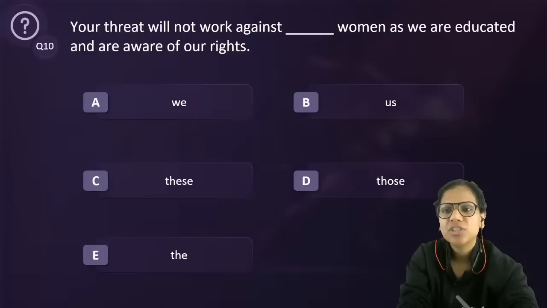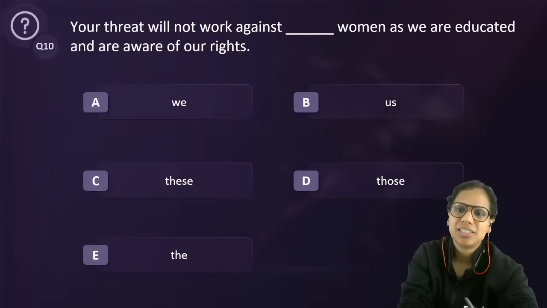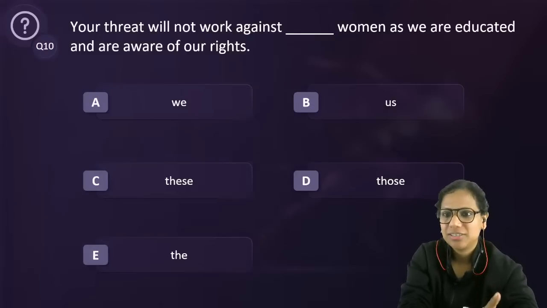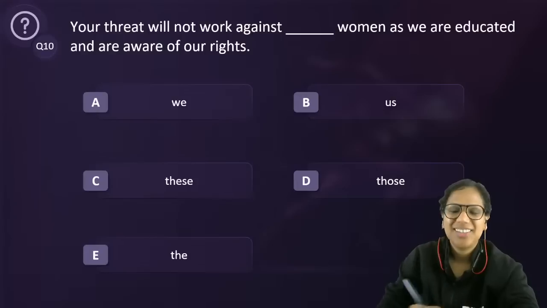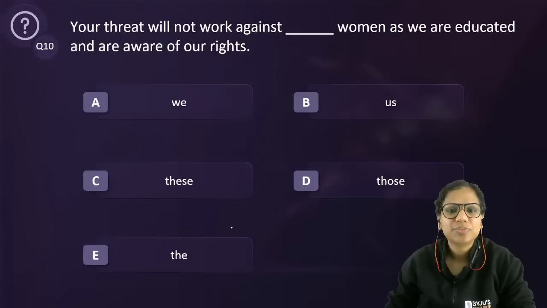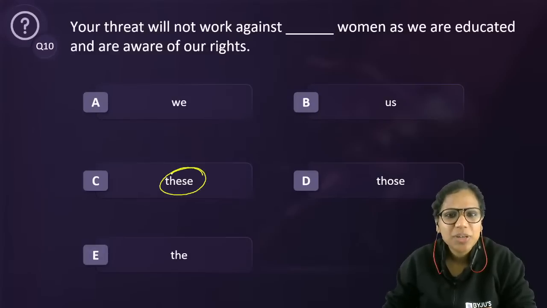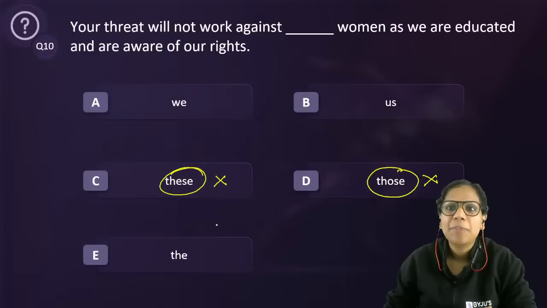No, Payal, who and whom are for living things, not non-living. E, okay, C, B, A. Very diverse responses. Your threat will not work against these women. No, we cannot use these. We cannot use those. Okay.